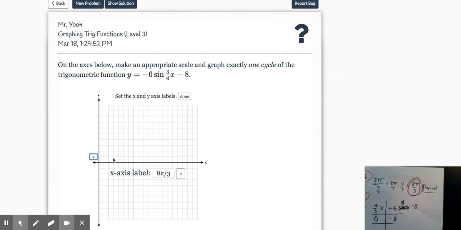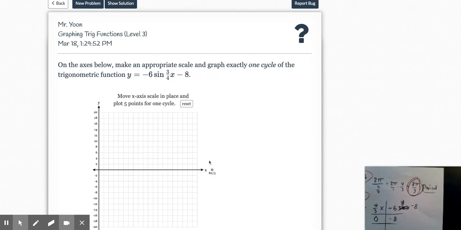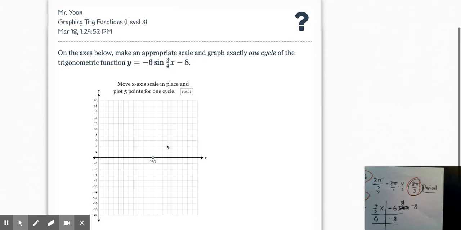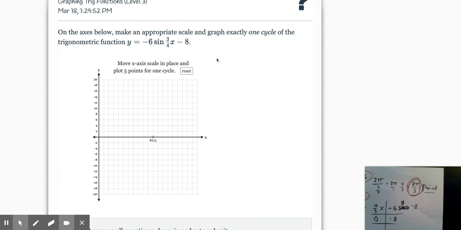Okay, so once you've inputted both of these numbers, 2 and 8 pi over 3, you hit done. Okay, and then over here, you're going to see it gives you the dot, which will indicate the end of the period. Okay, and so the period for the X is going to range from 0 to 8 pi over 3. You can see this.